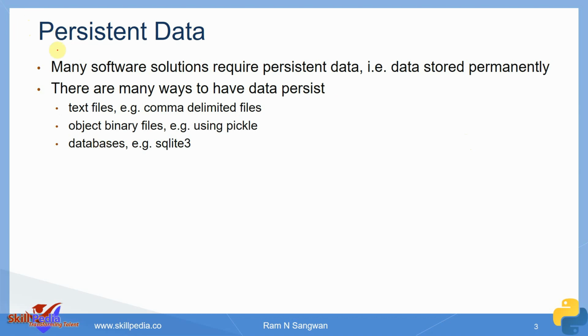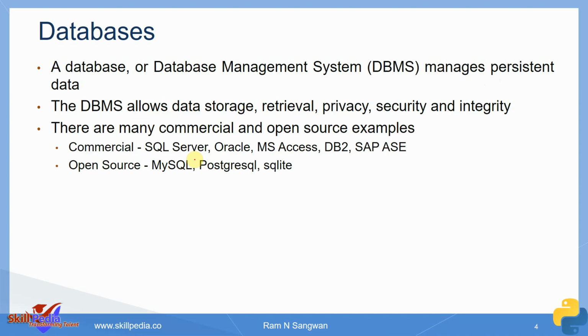Persistent data. Many software solutions require persistent data. By definition, persistent means which stays on the disk, which can be used later. That is data stored permanently. There are many ways to have data persist, like text files, for example, comma delimited files. Object binary files, for example, using Pickle, or databases like SQLite or MySQL or Microsoft SQL. There are libraries available for every database.